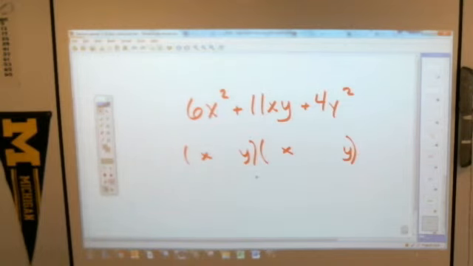Once again, the nice thing about this, you don't really have to worry about your pluses and minuses because they both have to be positive. The only way to get a positive end and a positive middle is for both of them to be positive. Can't do it any other way. So that should at least help you figure out what you get there.